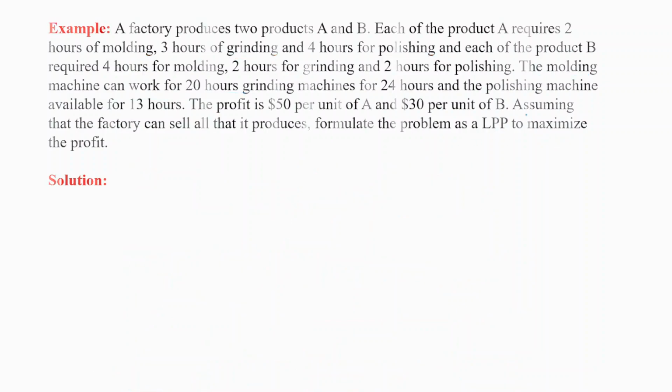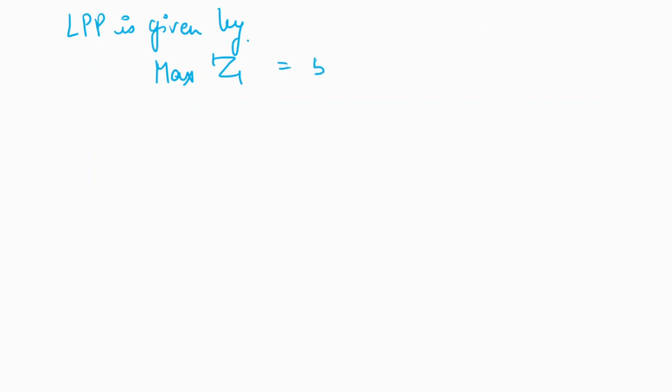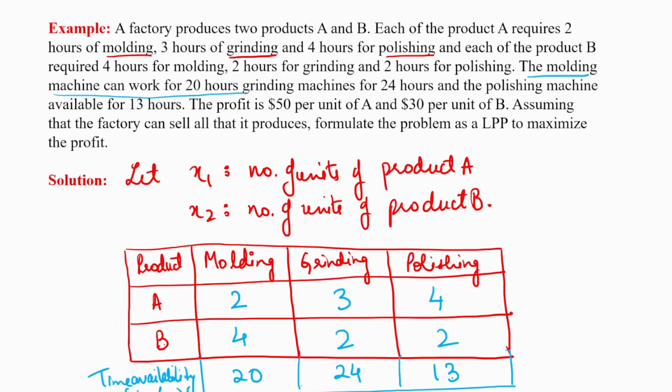So again, we have to maximize the profit. Now the LPP is given by, first of all, the objective function, which is maximize Z. As we have to maximize the profit, we have 50 per unit of A and 30 per unit of B. So 50 times x1 plus 30 times x2, subject to the constraints. We'll have 3 different constraints: one for molding, second for grinding, and third for polishing.